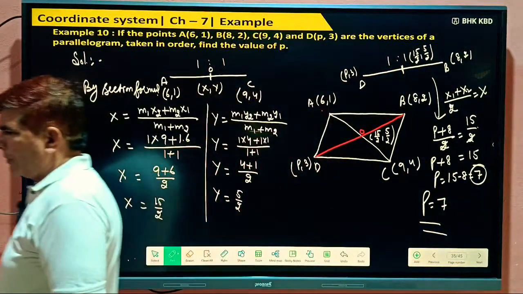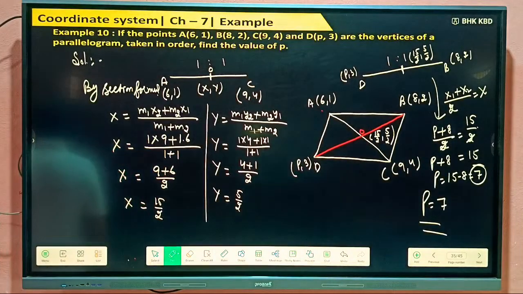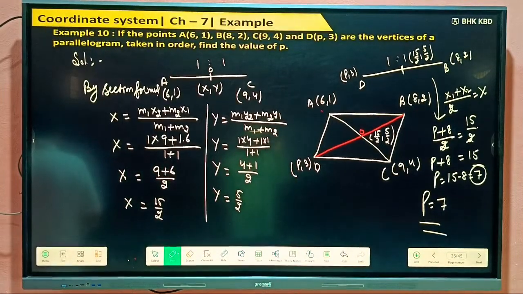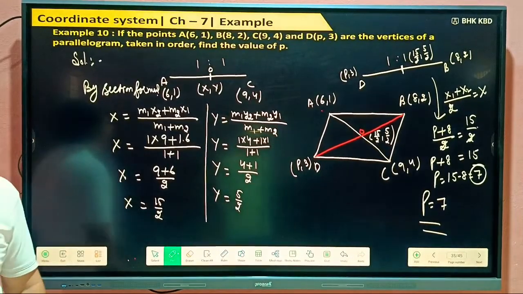So in these examples given, how many examples are given? In total, 5 examples are given before this exercise. So I think you understood this. If there is any problem anywhere, then you can tell me.